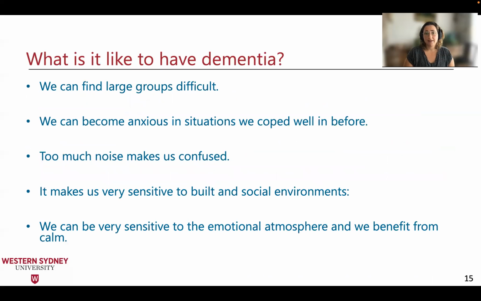So what's it like? They can find large groups difficult to handle. Often it may bring a lot of anxiety with it when in a room full of people or meeting new people. Yep, they can become anxious in situations where they coped well beforehand. Too much noise may confuse them. It may make them very sensitive to built or social environments, feeling claustrophobic in those areas. They can be very sensitive to the emotional atmosphere, and therefore they benefit from a calm environment and less stimulation.